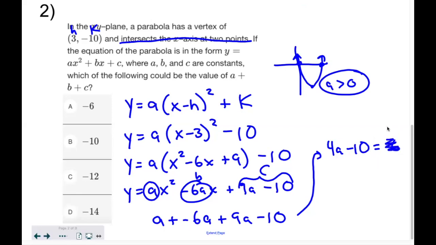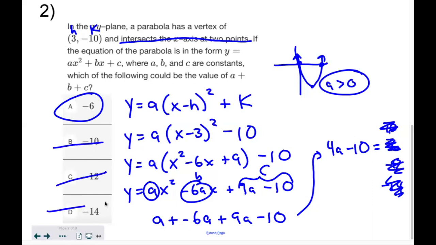Once I start trying the other ones, negative 10, add 10 over, I'm going to get 0. Negative 12, add 10 over, I'm going to get a negative. Negative 14, add 10 over, I'm going to get a negative. So negative 6 is the only one that when I set 4a minus 10 equal to will give me an a value that is positive. All the others will give negative a values, so they can't work because it would contradict what we talked about in the very beginning of the problem.